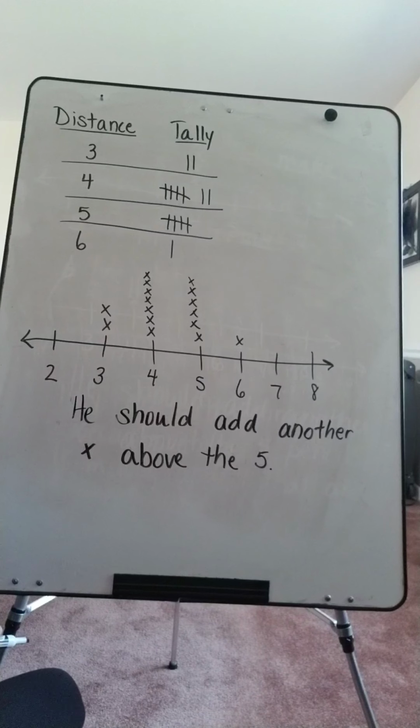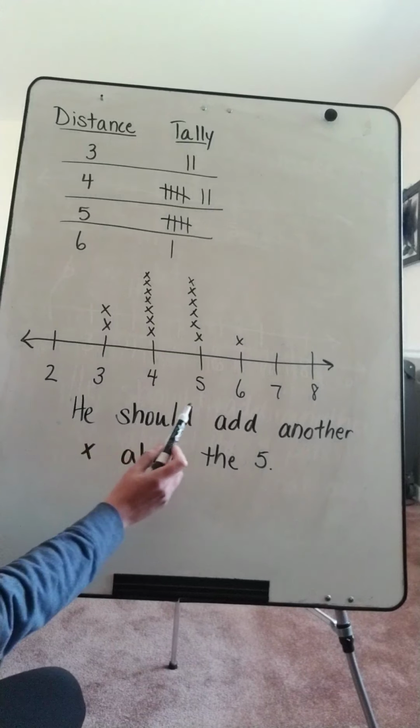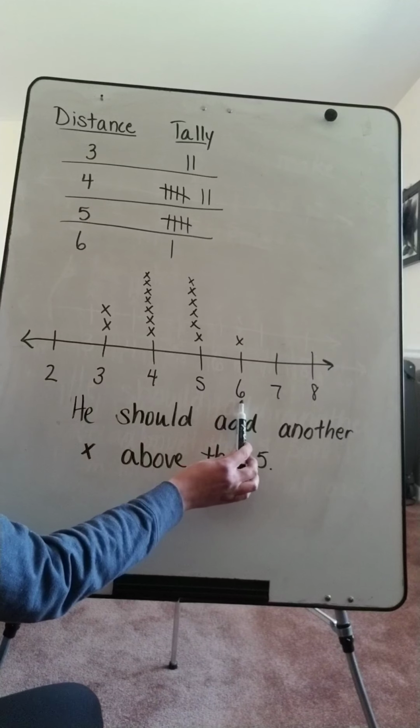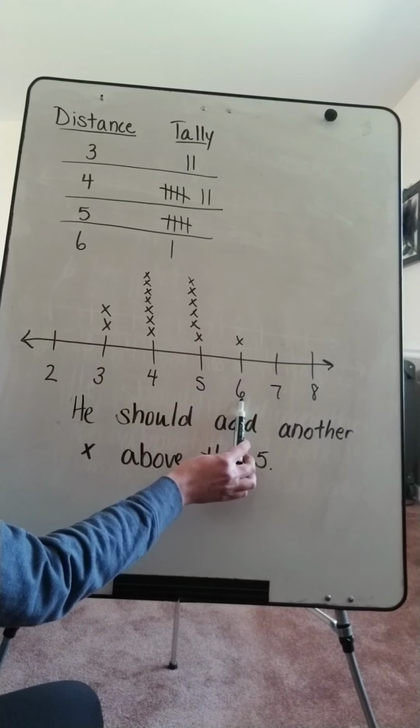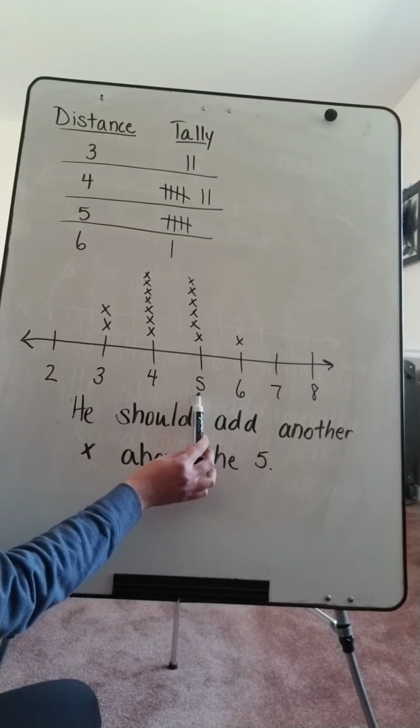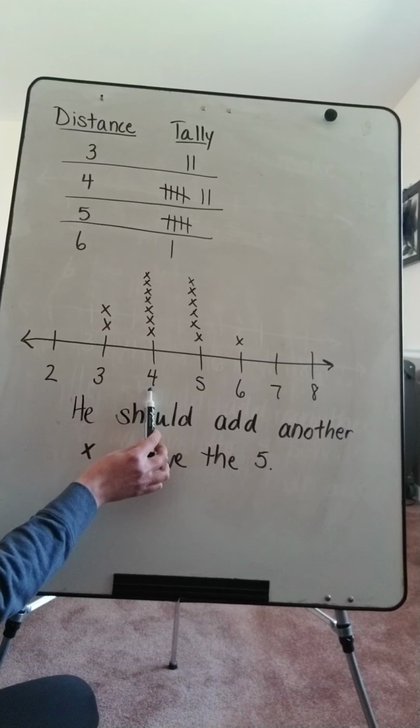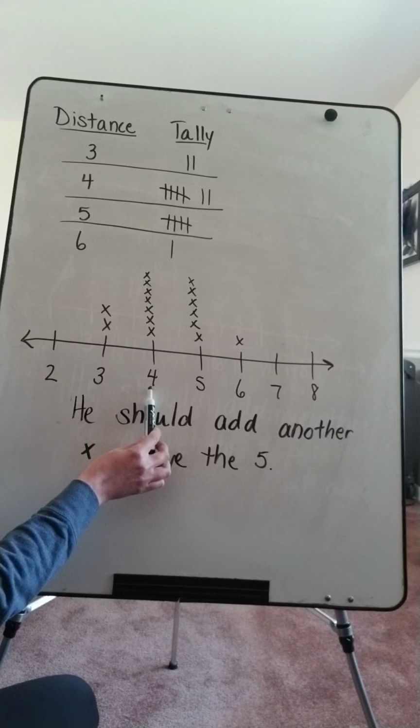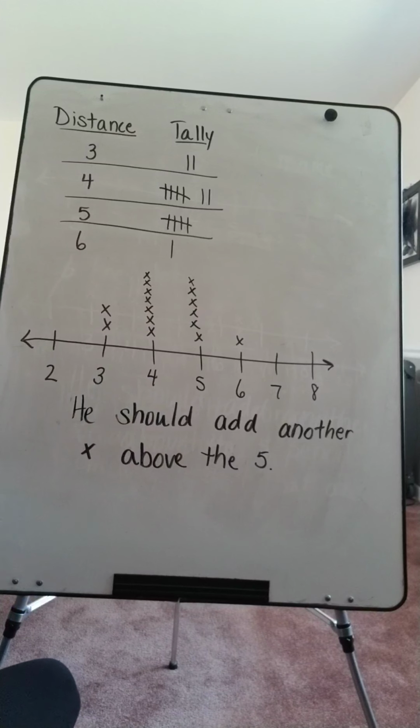Okay? Number 2, another student jumps 2 feet less than the longest jump. Where should Donovan place an X to show this jump on the line plot? Well, the longest jump was 6 feet. So if this person jumps 2 feet less, we're going to count back 2, and that would be 4. So Donovan should place the X above the number 4.